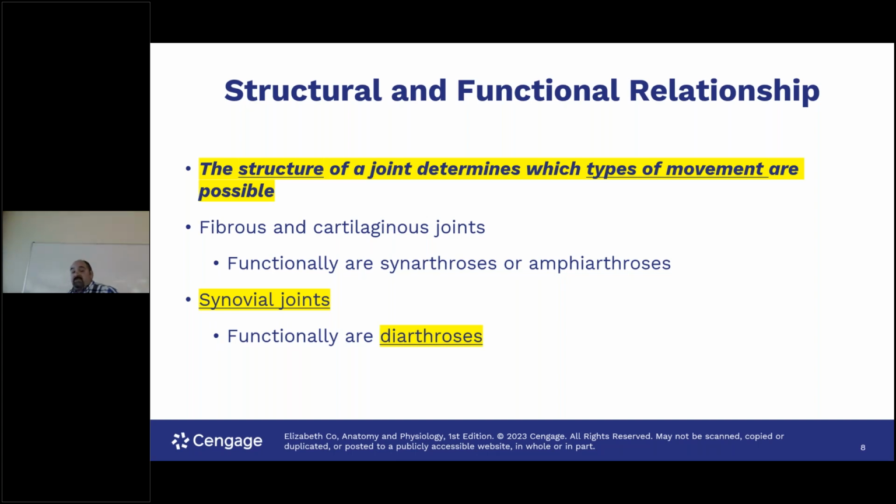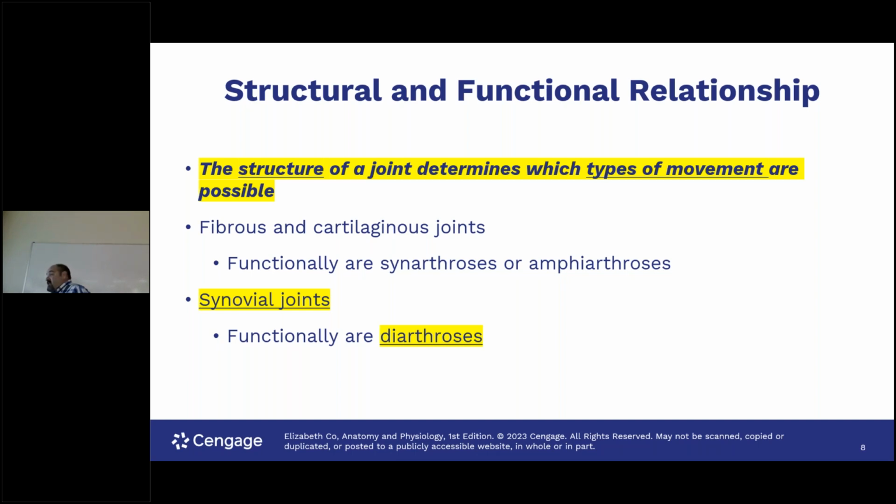So the structure, now this is really an important statement here. The structure of a joint determines which types of movement are possible. So do you see how the structure dictates the function? We've said that from the beginning, right? Structure dictates function. And I had given you as far as synovial joints, diarthrodial joints, or diarthroses.